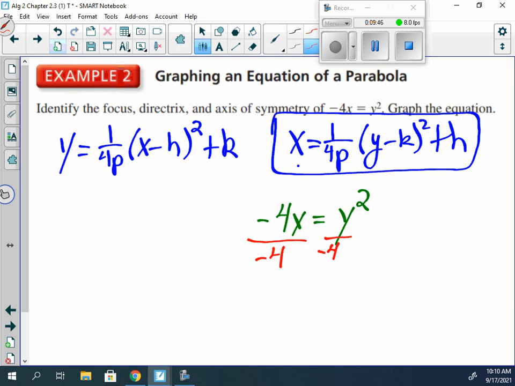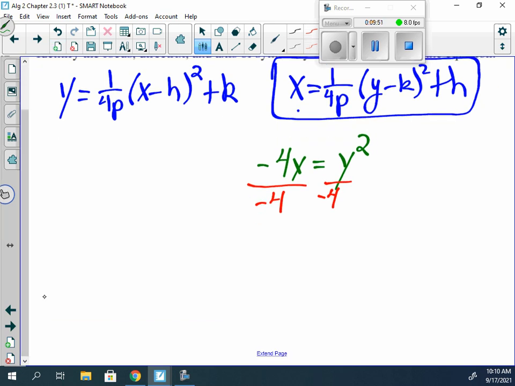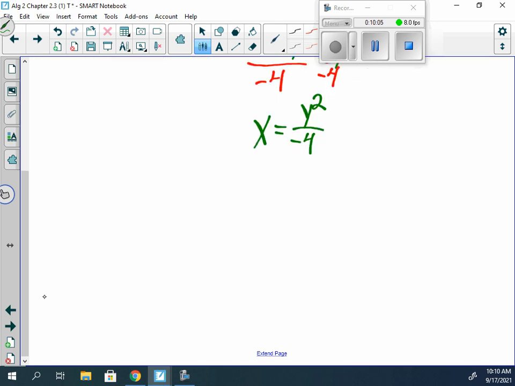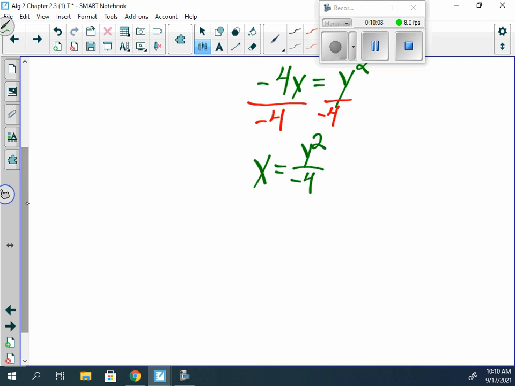We're going to divide both sides by negative 4, because negative 4 divided by negative 4 would be 1. So we're just left with x is equal to y squared over negative 4. It's going to make it easier because we'll move that y squared over: 1 over negative 4 equals y squared.